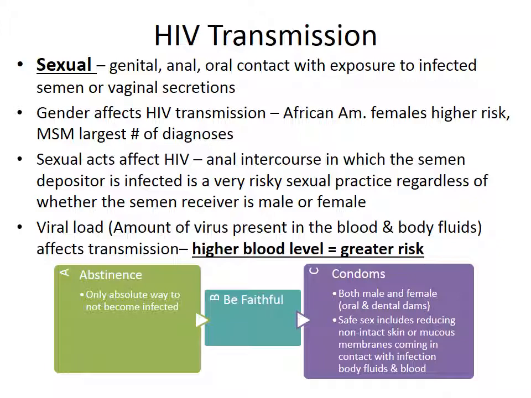HIV transmission can be reduced by A, B, and C. A stands for absence and is the only absolute way to not become infected with the HIV virus. B means be faithful and not have multiple sexual partners. And C is condoms, both male and female, oral and dental dams, and safe sex, including non-intact skin or mucous membranes coming into contact with infected body fluids and blood.